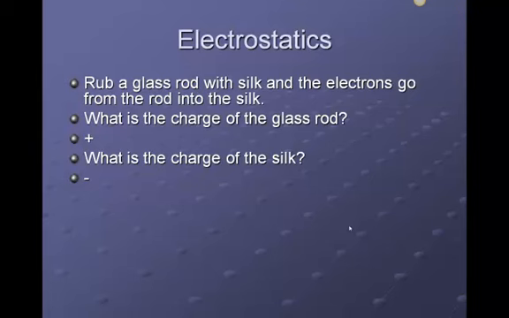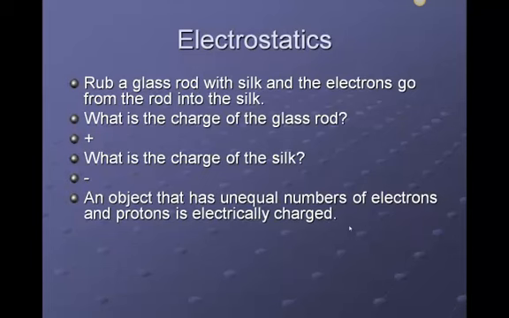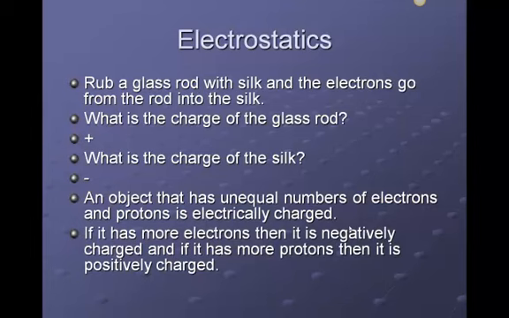Electrons are the things that are moving from place to place, and they are negatively charged, so they change what is charged. If they leave, what they left becomes positively charged. Wherever they go, it will become negatively charged. An object that has unequal numbers of electrons and protons is electrically charged. If it has more electrons, then it is negatively charged, and if it has more protons, then it is positively charged. If you have questions on this, please talk to me in class or come by before or after school.